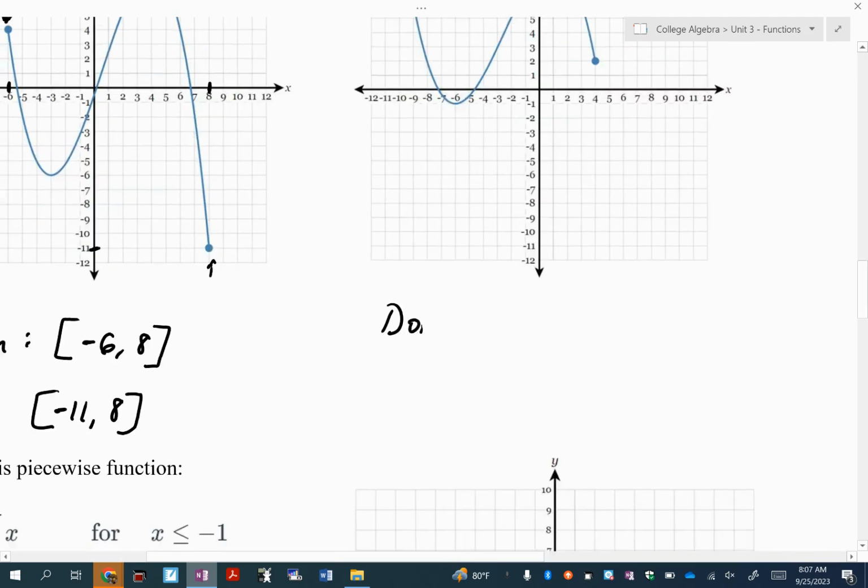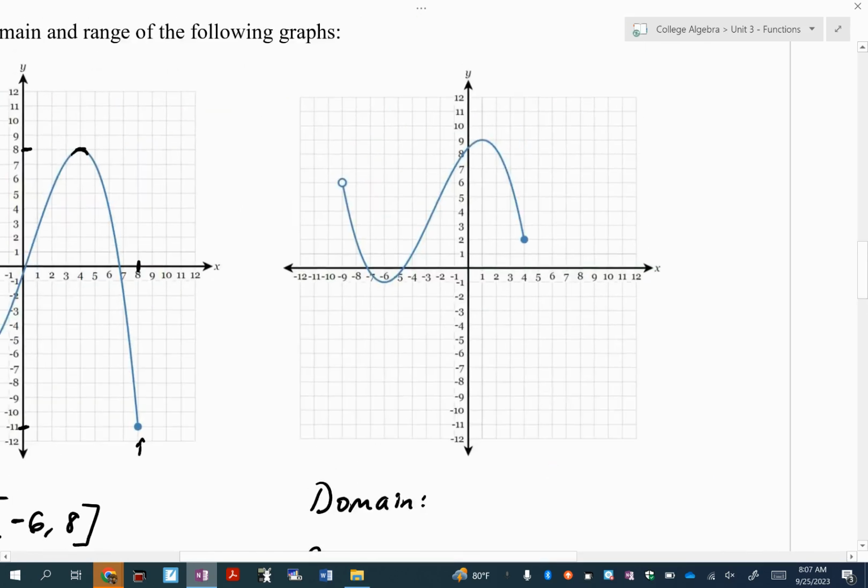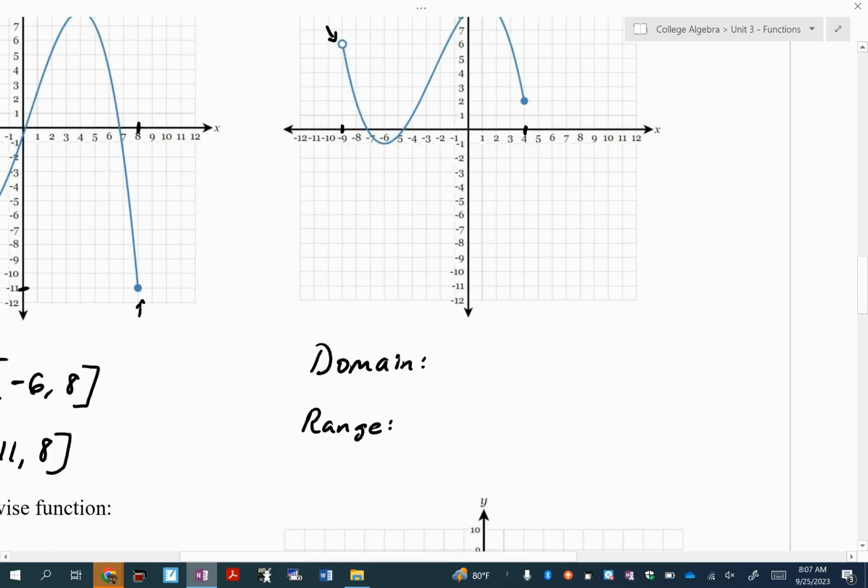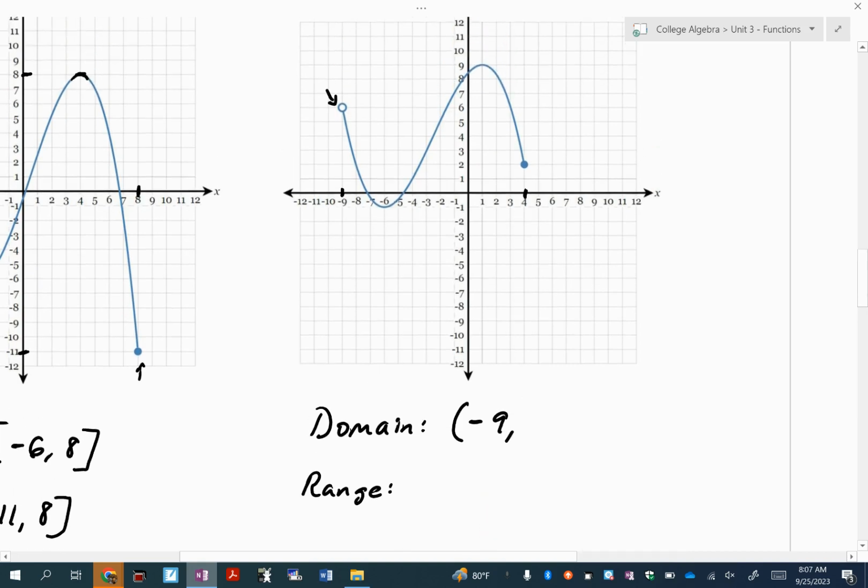Let's do domain and range for this one. All right, so again, the lowest x value is here at -9, the highest x value of 4. But notice this point is open, so I cannot include -9 in my domain. So I use a parenthesis to show you that you almost get to -9, but you don't get to use it. And then going to 4, but this one is closed, so I get to use a bracket for 4.